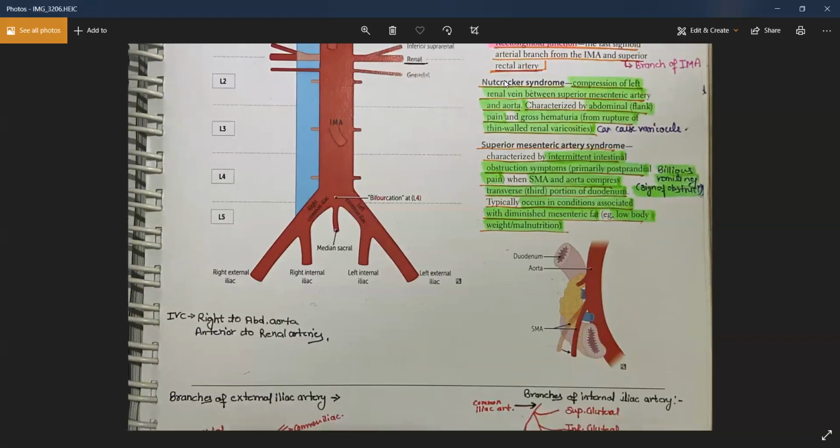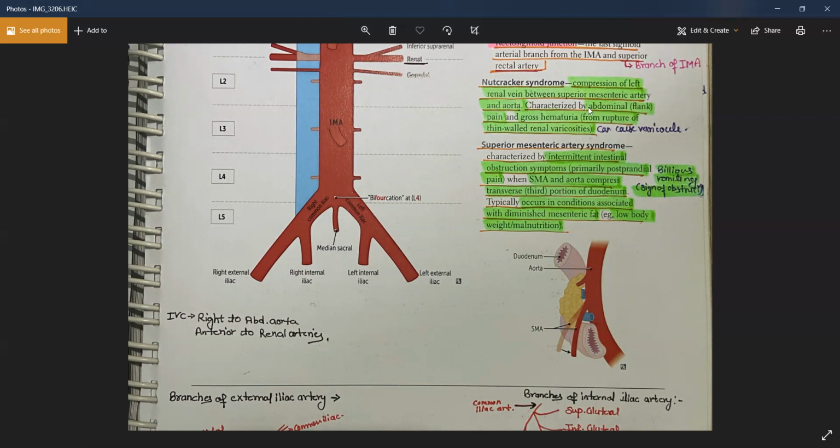Now come two syndromes because of a blockage of this vein and the duodenum. One is the nutcracker syndrome, and second is the superior mesenteric artery syndrome. Nutcracker syndrome happens whenever the left renal vein, which is passing between the superior mesenteric artery and the aorta, is compressed in between two structures, the SMA and the aorta.